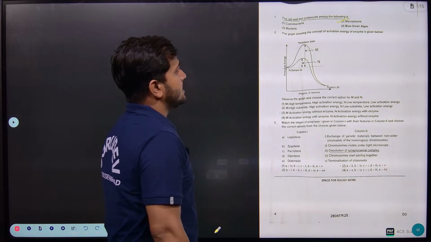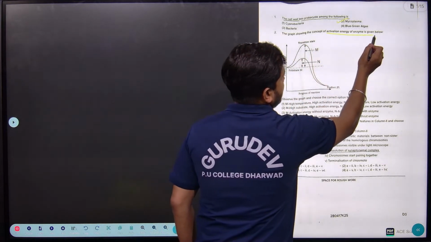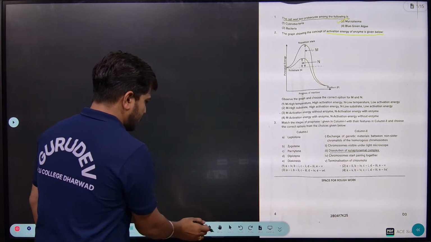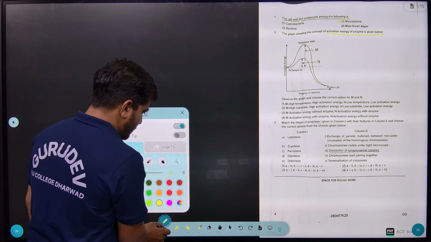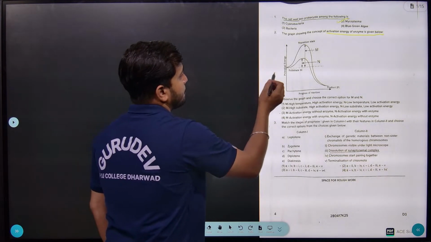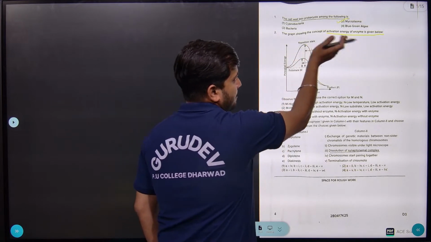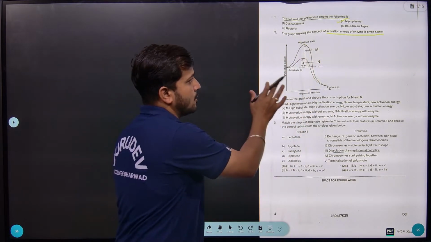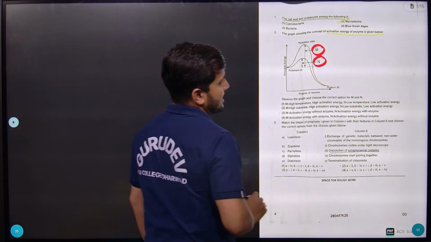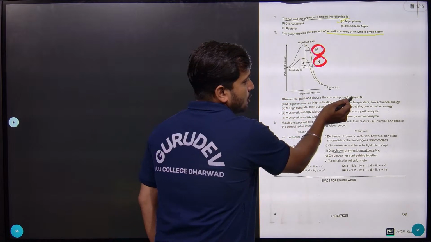Then the second question: the graph showing the concept of activation energy of an enzyme is given below, right? With respect to that, it is majorly related to the activation energy and enzymes. So we have to find out what M and N are. Observe the graph and choose the correct option for M and N.